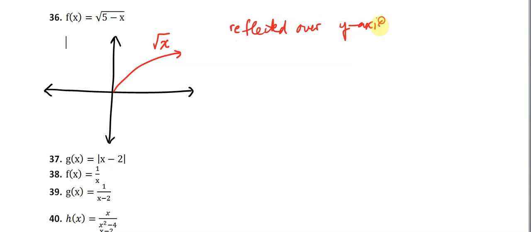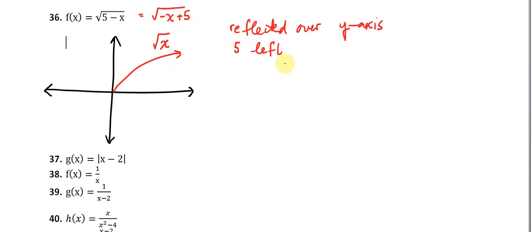Right? Or another way of saying that, it's a horizontal reflection. And then I have this 5, which is really shifting it 5 units to the left. And so another way we can think of this function, this is really the square root of negative x plus 5, right? Just rearranging that. So reflecting over the y-axis and shifting it 5 left.